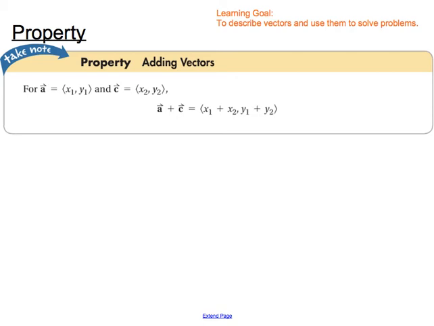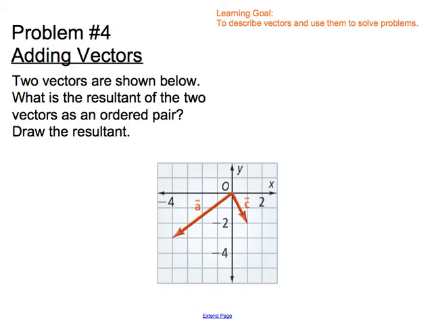So if we have two vectors, vector A and vector C, given by coordinates x1, y1 and x2, y2, and we want to add those two vectors together, the sum of vector A and vector C is given by the sum of the x coordinates and the sum of the y coordinates. So here we're asked to add two vectors together.